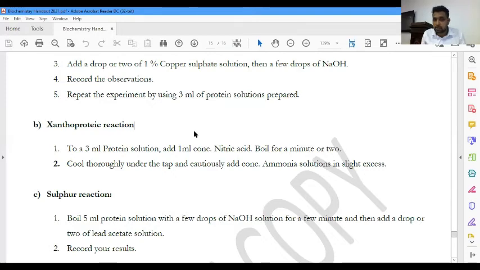So will it give positive results for the Biuret test? No. If it's a pure amino acid, it will not give positive results. Naturally, it can have some form of peptide bonds between those amino acids, but if it is said that you are going to test for an amino acid, you have to be careful. That's why I told you that this practical evaluation is a little bit tricky. You need to understand the theory well. Is that clear?